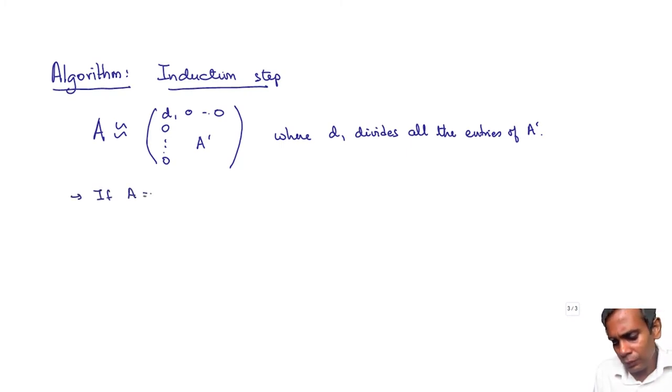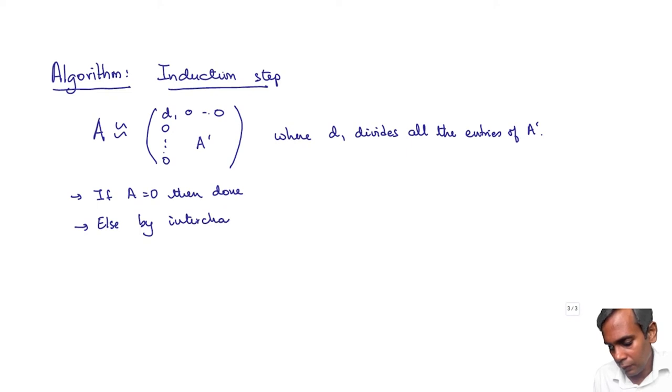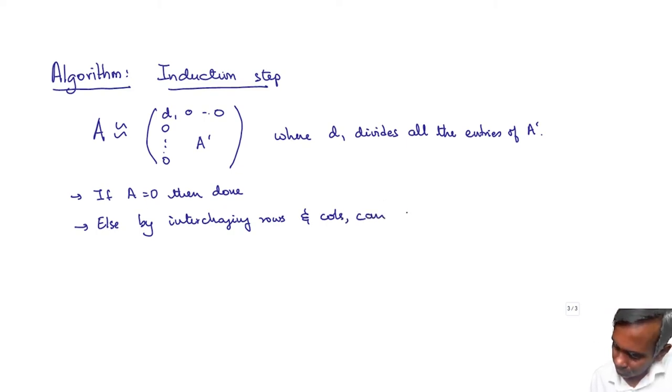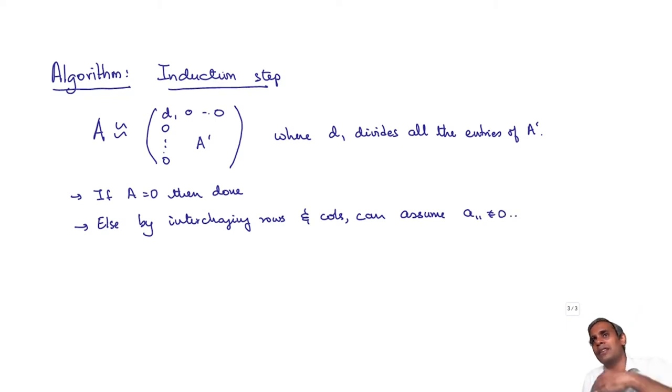If A is 0, then you're done, right? Do nothing. Okay, but otherwise, by interchanging rows and columns, we can assume that A11 is not equal to 0. Because there will be some non-zero entry somewhere in A. By interchanging rows, you move it up to the first row, and then by interchanging columns, you move it to the 11th place.